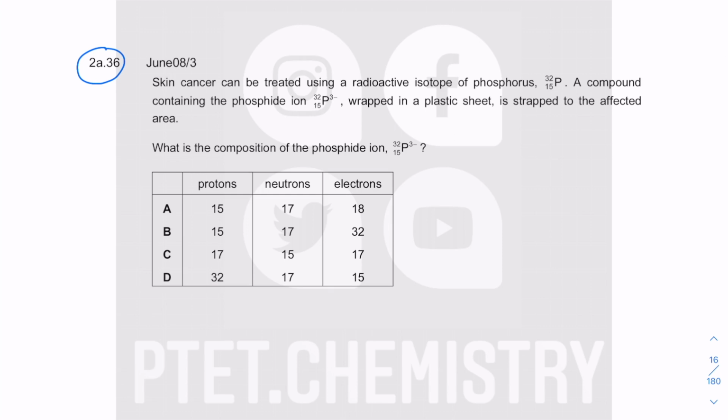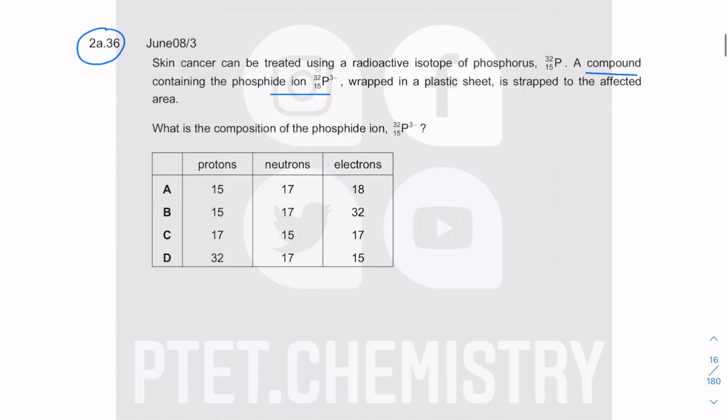So let's get started. In this first multiple choice question, we have a compound containing the phosphide ion. So this is an ion, and they're asking us the composition of the phosphide ion, which is not the trickiest thing in the world. The number at the bottom left is called the proton number, or atomic number, which simply tells you the number of protons in the nucleus of an atom.